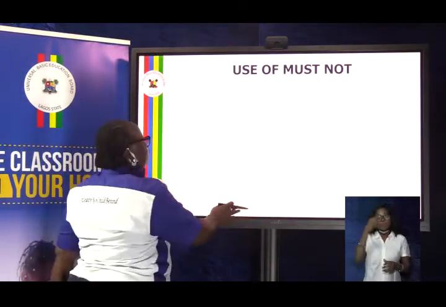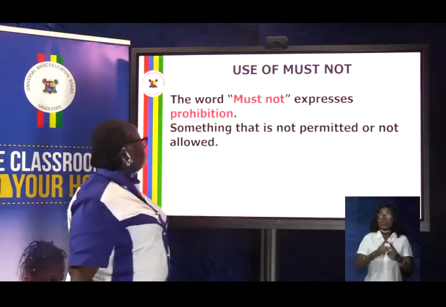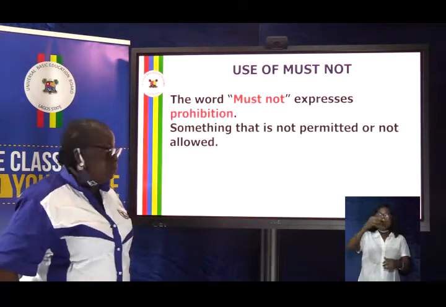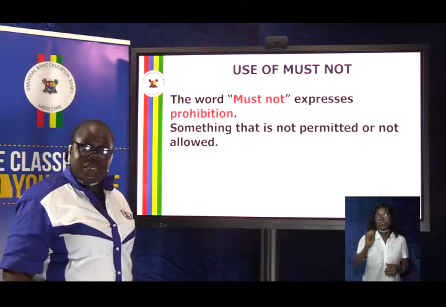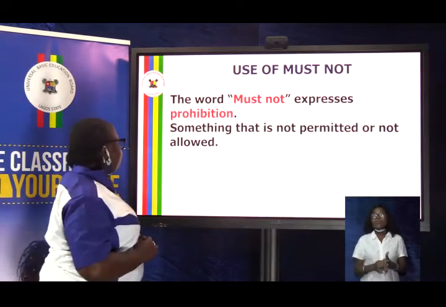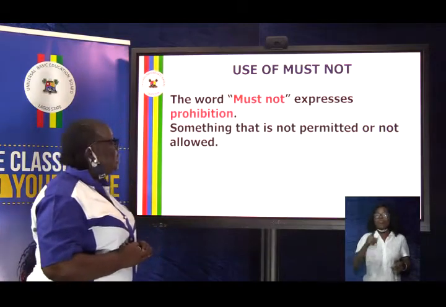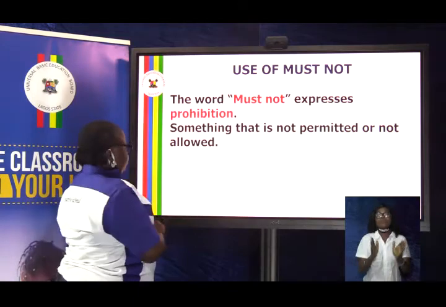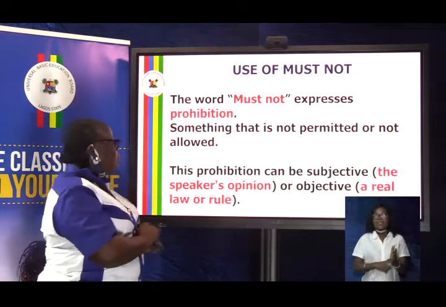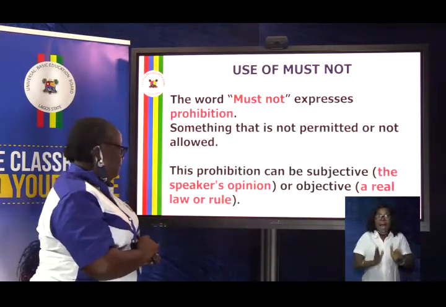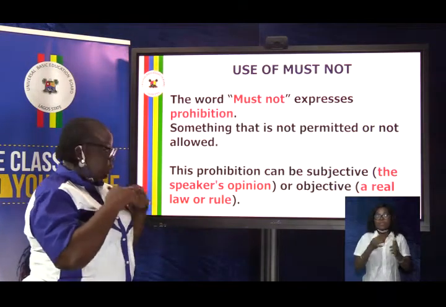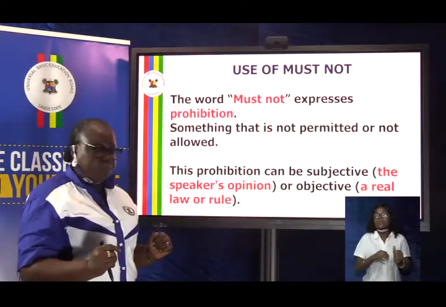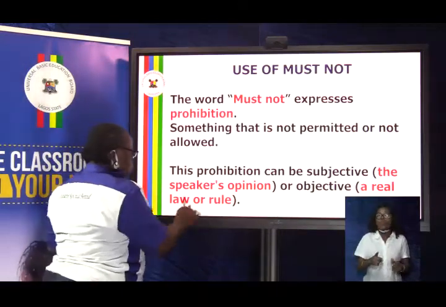Now, talking about the use of must not. The word must not expresses prohibition. That means something that is not permitted or not allowed. This prohibition can be subjective. When we say subjective, it means the speaker's opinion, or objective. When we say something is objective, it is a real law or rule.